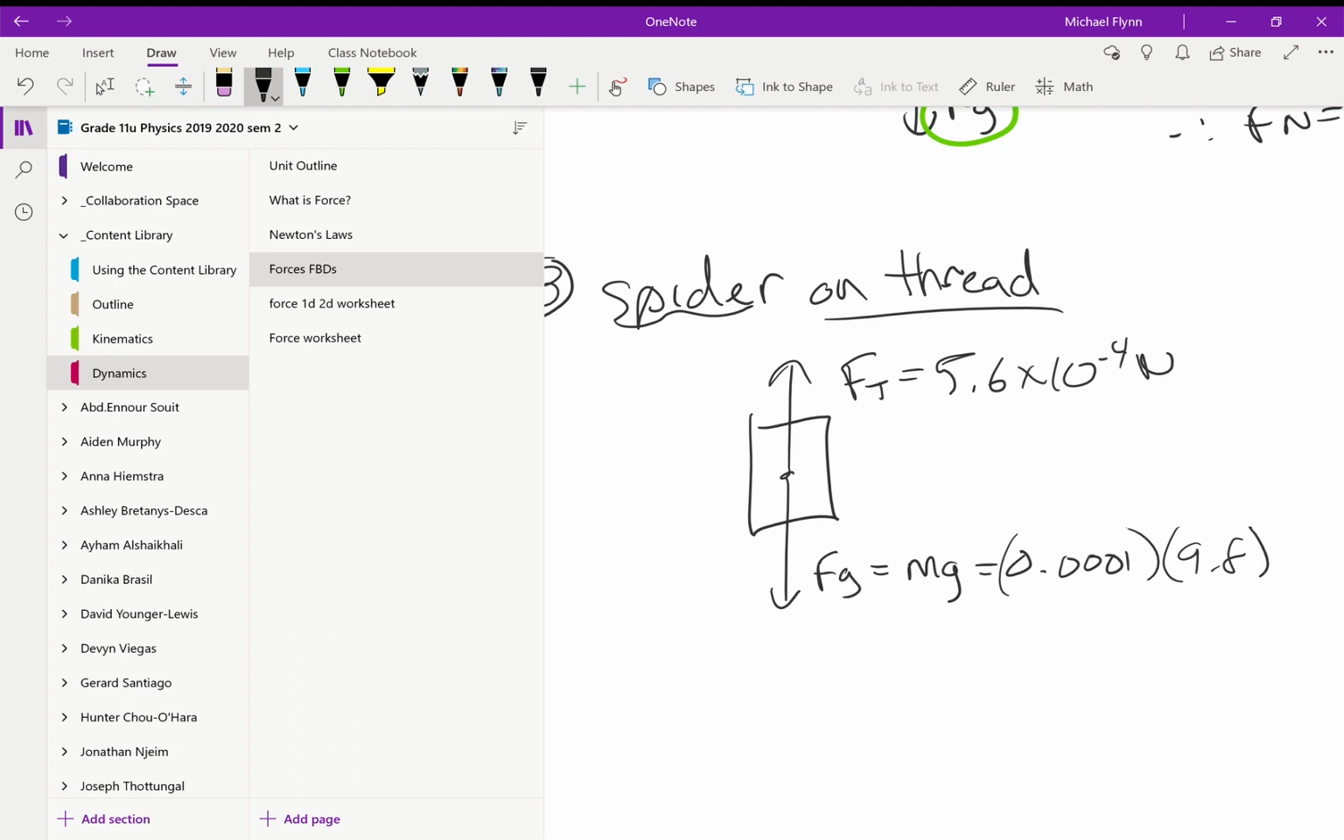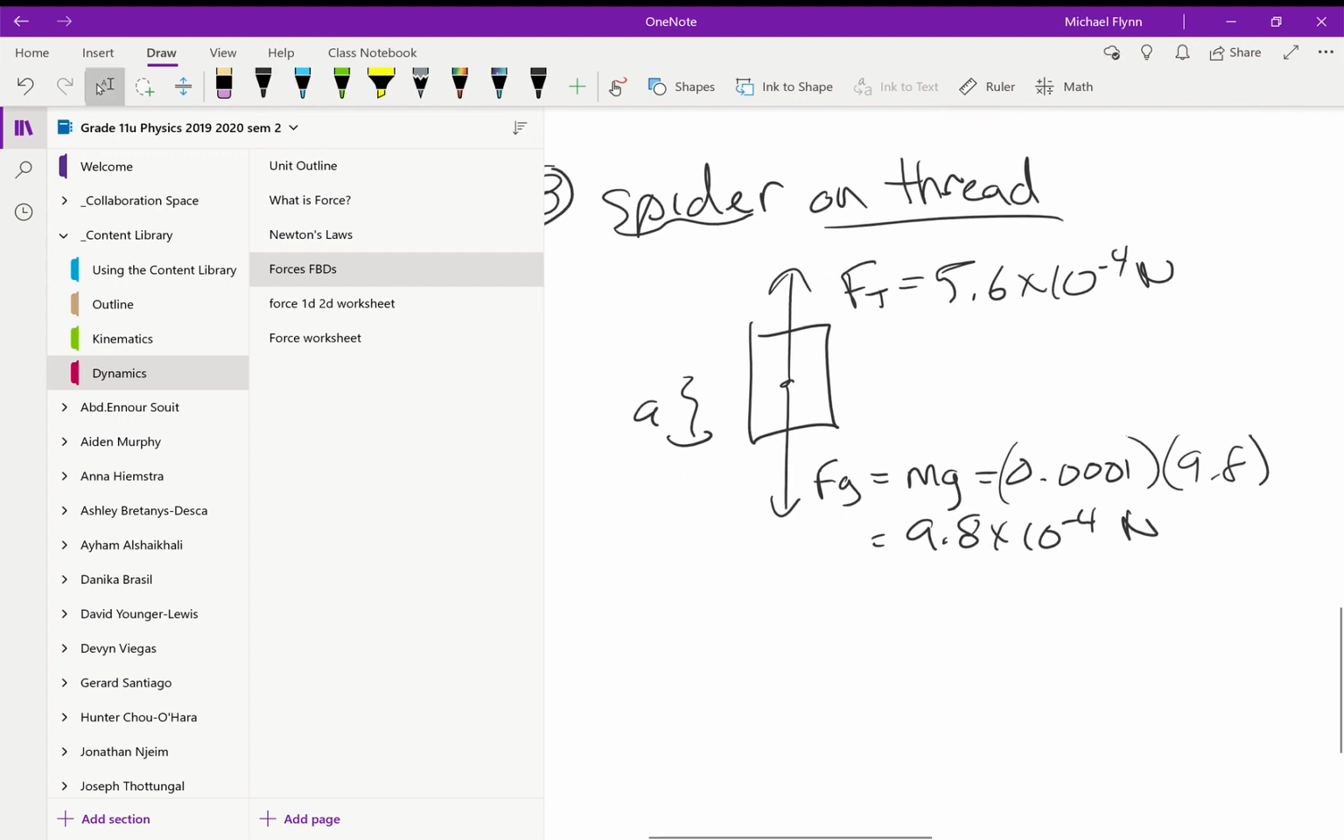Okay. All right. So when I do that, let's do that quickly. I'm just going to get a tiny number. Times 9.8 equals, oh, well, it's 9.8 times 10 to the negative 4. So this is equal to 9.8 times 10 to the negative 4 newtons. Now I can see already which one's bigger. This downward force is bigger. So therefore, the spider will accelerate downwards.